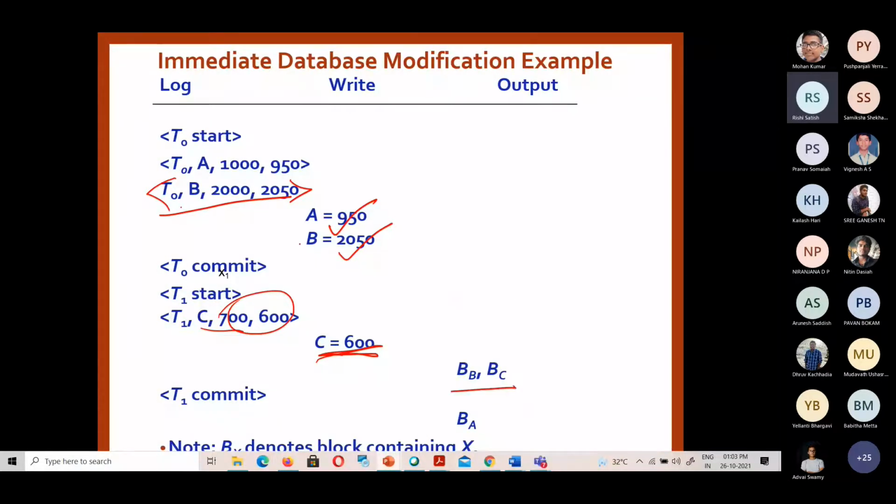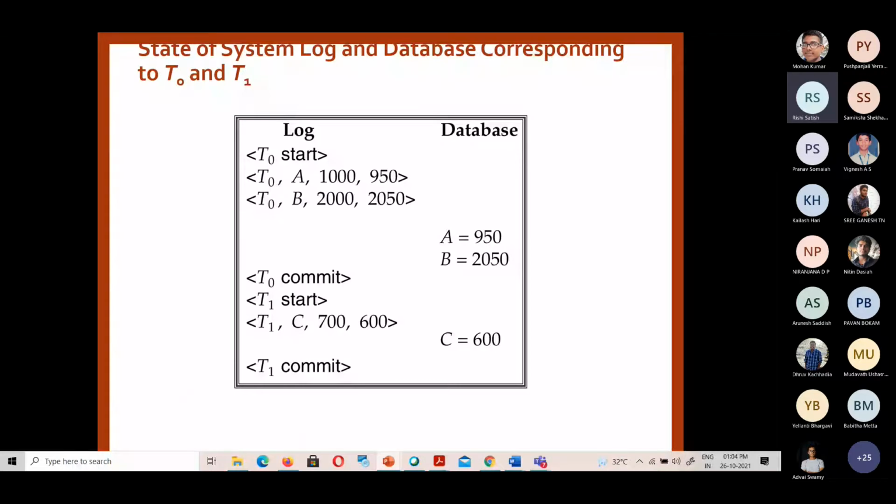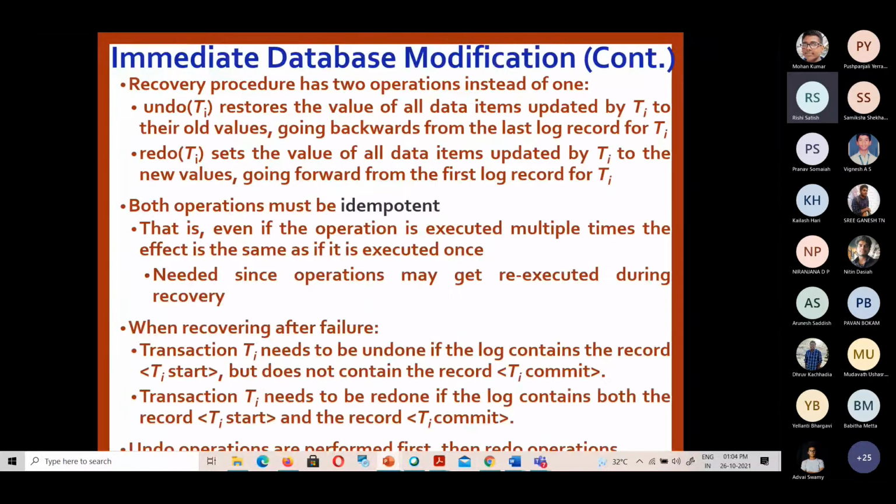Here it is done before the commit operation of both T0 and T1. So we are doing that with respect to BB and BC, and BA is done after this. Like that, the immediate database modification will be done. Actually, in a scenario like this, the database itself is modified like this. But the thing is we need to revert back if there is any failure.